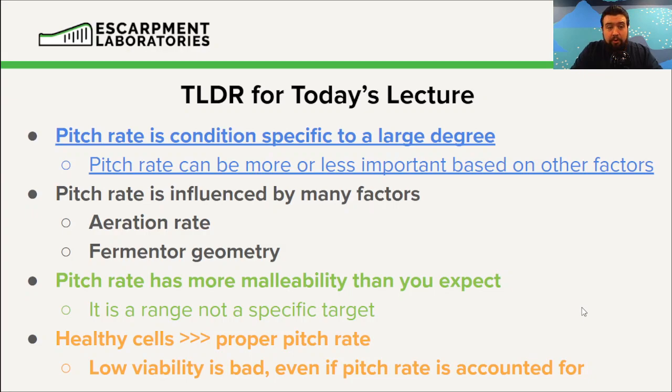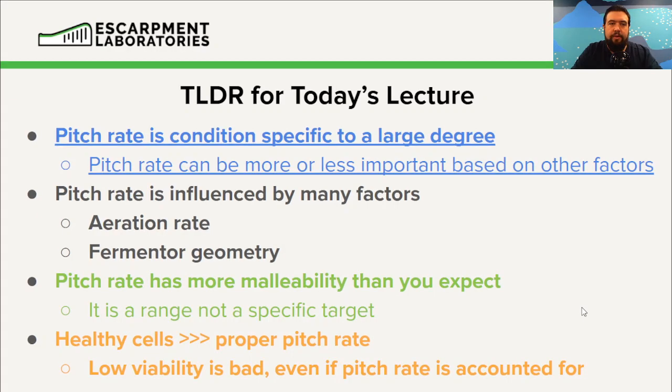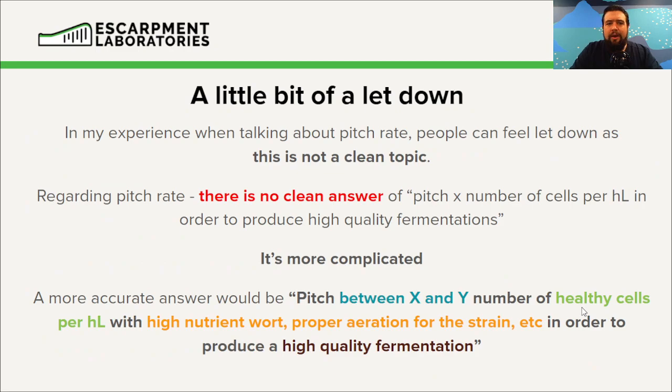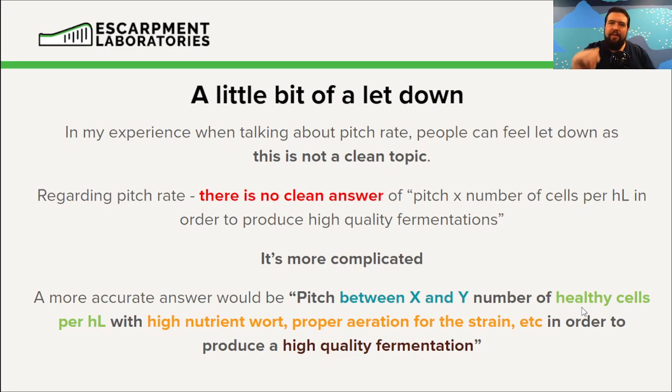And most importantly, if there's one thing I want you to take away from today, healthy cells are far greater than a properly pitched culture. Low viability is bad, even if the pitch rate is accounted for. We're going to go into this more today. Healthy cells trump everything.